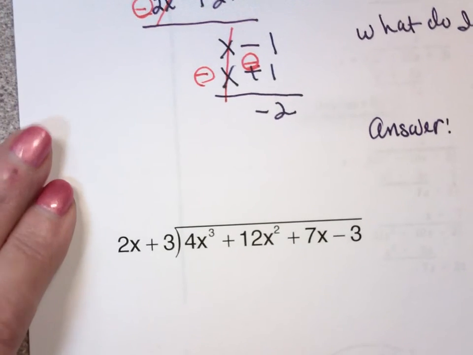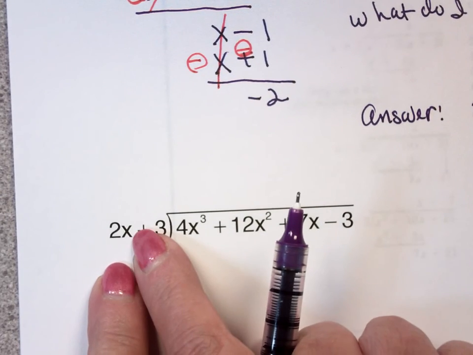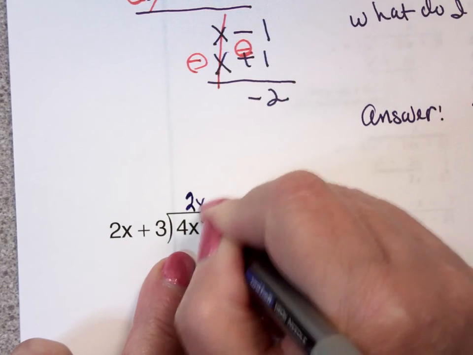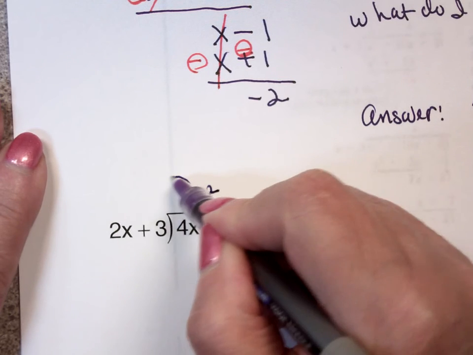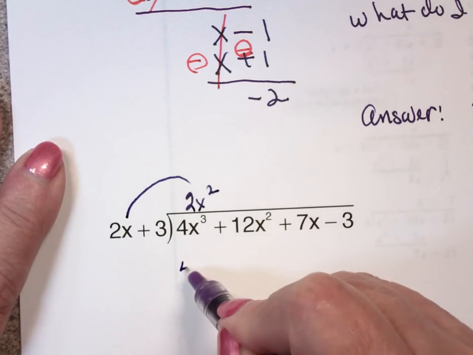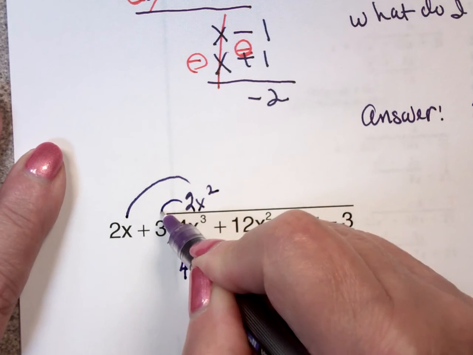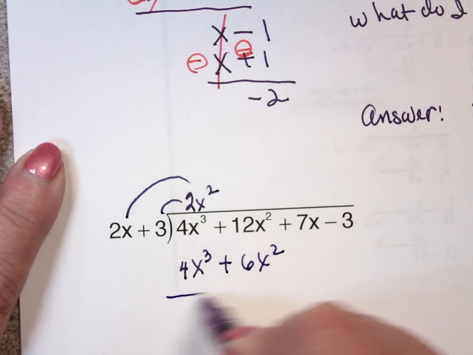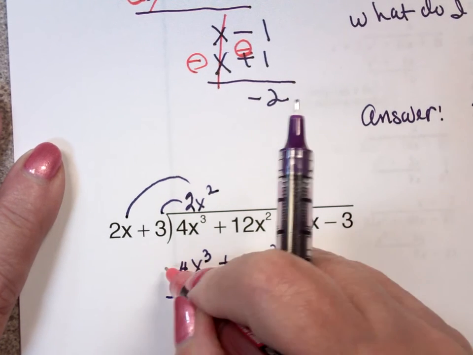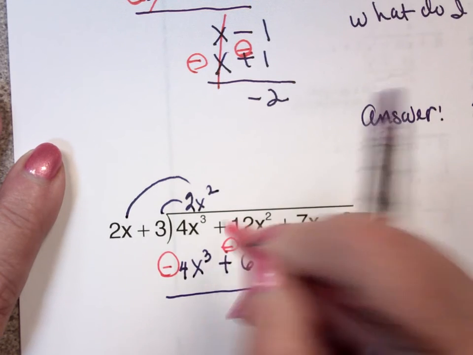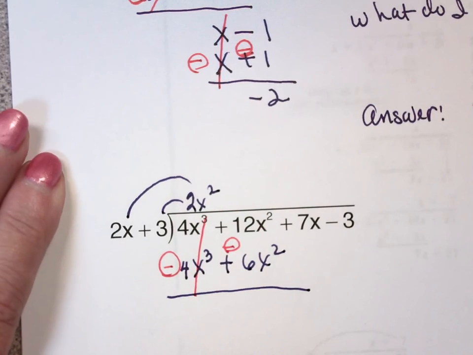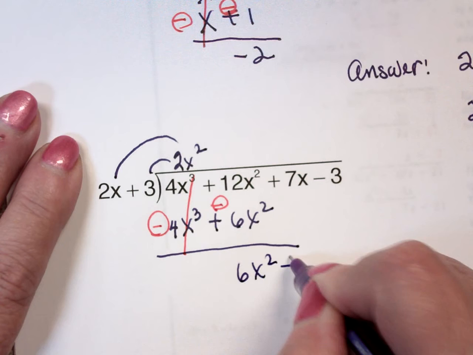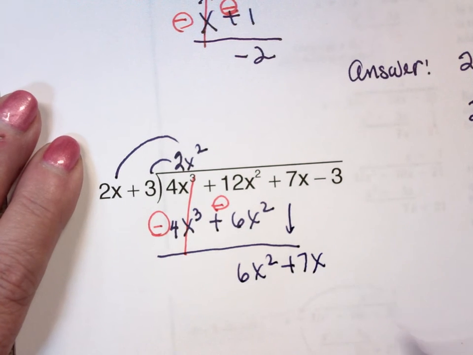So here we go. Now, what do I multiply 2x by to get 4x cubed? 2x squared. So here we go. 2x squared times 2x, 4x cubed, 2x squared times 3, plus 6x squared. Now what do we do? Subtract. The cubes drop out, so that means we've reduced the degree. And I get a 6x squared, and then you bring down the 7x. Just like you do in arithmetic, you bring down the next thing.